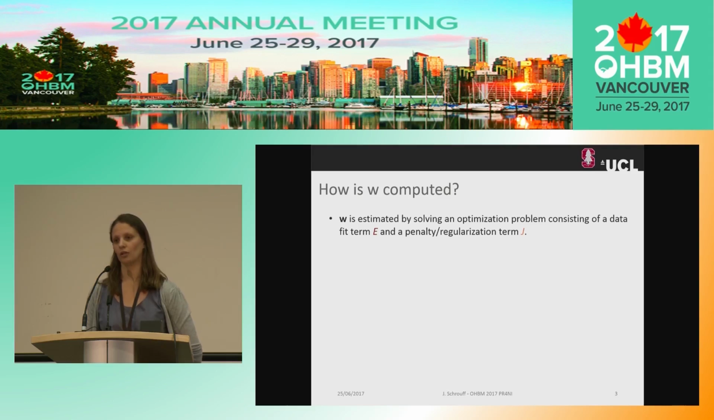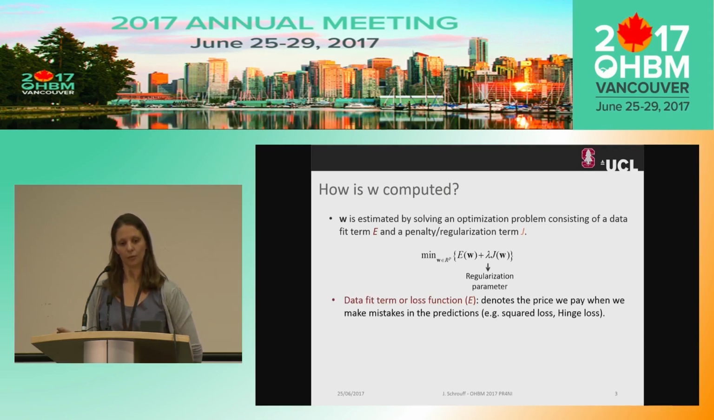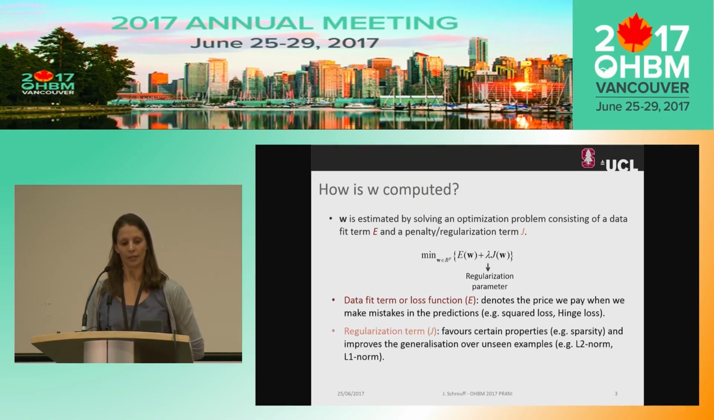So we compute the weight vector by an optimization process where we try and fit the model with a data fit term, where we denote the price that we pay when we make a mistake, and also with a regularization term that helps us give some constraints on the weight vector. And actually that term will define how the weight map will look. And it can be very different based on which regularization term you use to build your weight map.